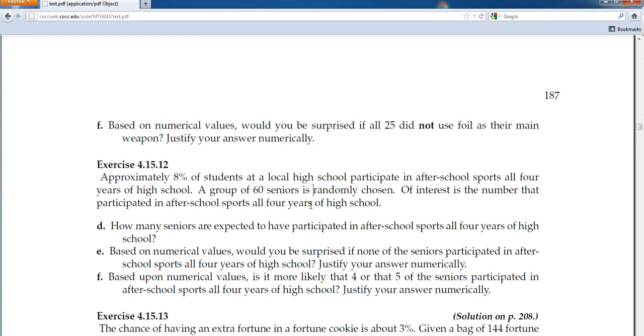Okay, so you know it's binomial because number one, you've got a fixed number of trials. They've selected 60. Number two, it's given you a percentage of 8% of students at a local high school who participate. So you've got a fixed number of students and a fixed probability. The only thing you have to be concerned about is the population size you're drawing from. We're going to assume we're sampling independently. I'm assuming when they say a group of 60 seniors, they mean a group of 60 different seniors.